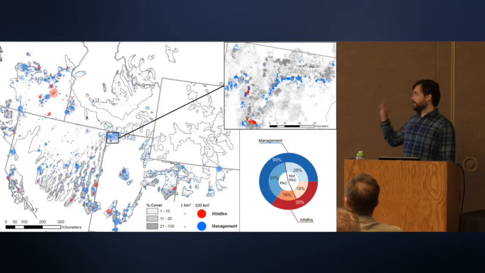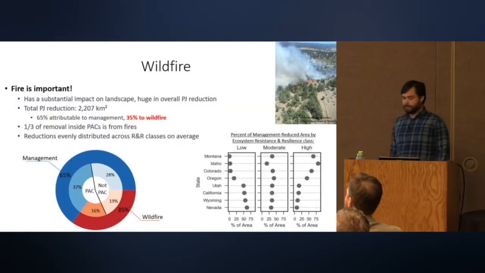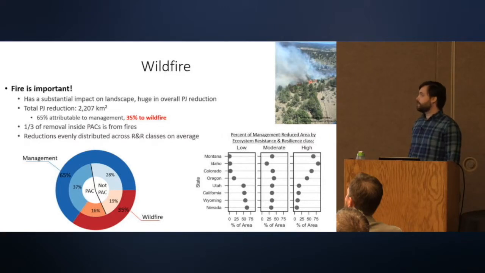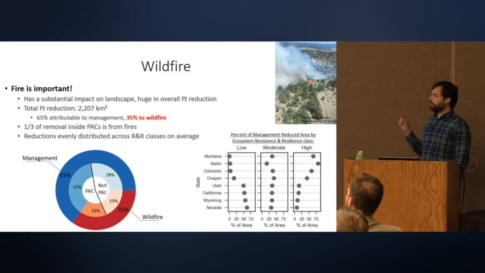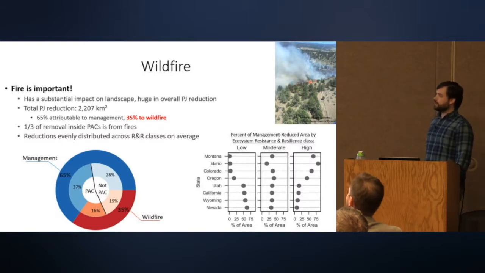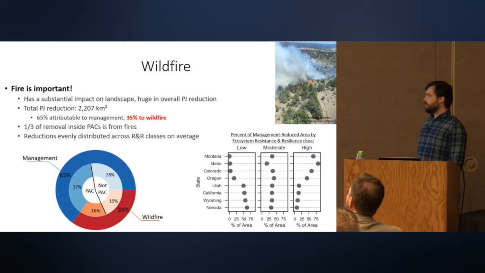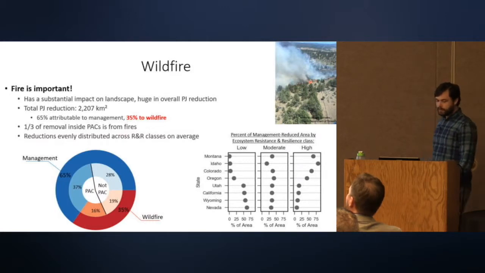And this is one of the things that really jumped out at us when we were looking at our results. So fire is really important here. It has a really substantial impact on the landscape, and it's huge in this conifer reduction. It just plays a huge role. And so not only is it causing just over 1/3 of overall conifer reduction, but it's also causing about 1/3 of all conifer reduction inside of those priority areas for conservation. So fire has a massive impact no matter how you look at it here.